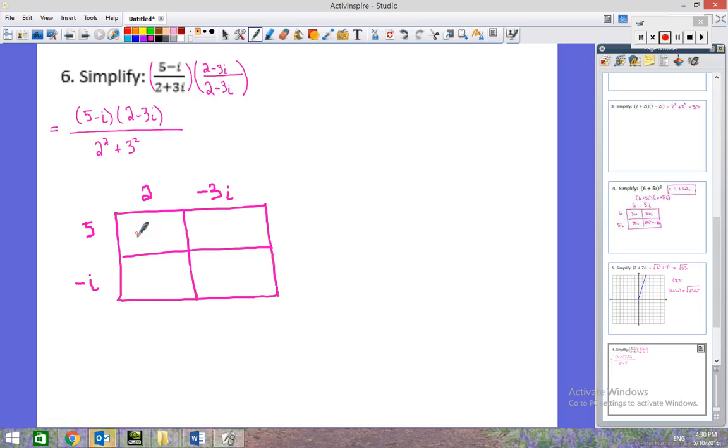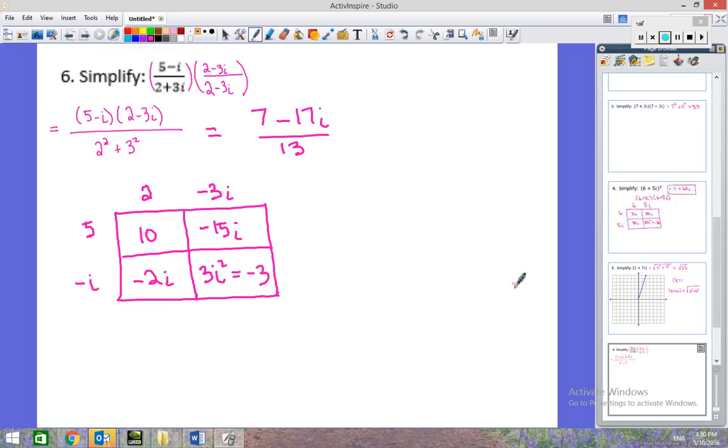So if I multiply here to get my entries, we've done this enough times, I believe it's pretty obvious how I'm getting these values. Negative times negative is positive, but i squared is a negative 1, so that's going to make this a negative 3. So along this diagonal, I have 10 minus 3. Well, 10 minus 3 is 7. And along this diagonal, I have a negative 2i and another negative 15i for negative 17i. And this is being divided by 13.